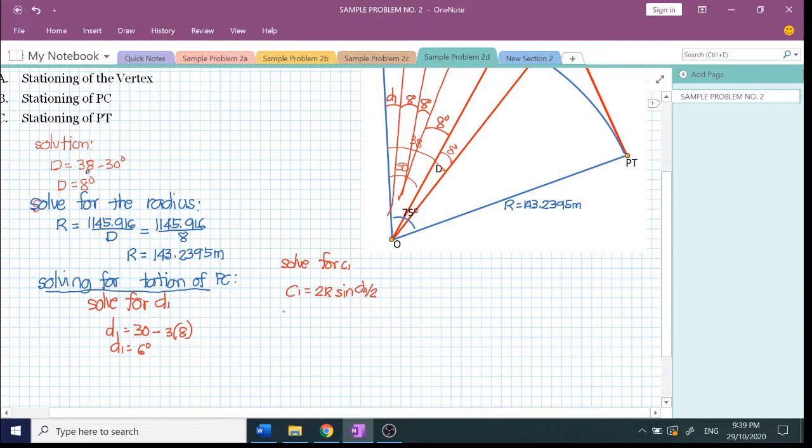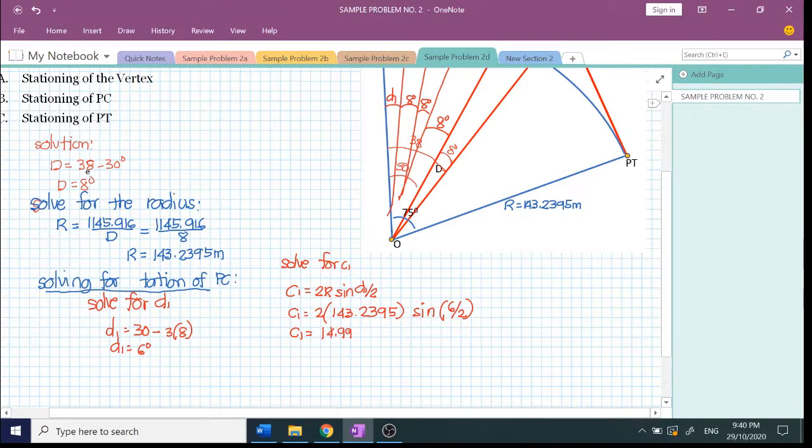When we substitute the values, our C sub 1 will be 2 times, our radius is 143.2395, times sine of D sub 1 over 2, and that is sine of 6 degrees divided by 2. When we substitute that value, we can solve our C sub 1 equal to 14.99.